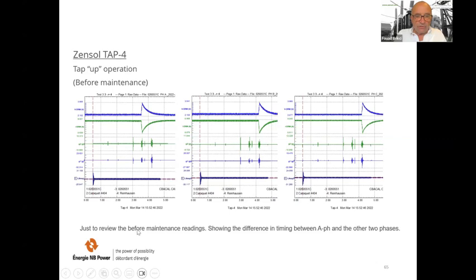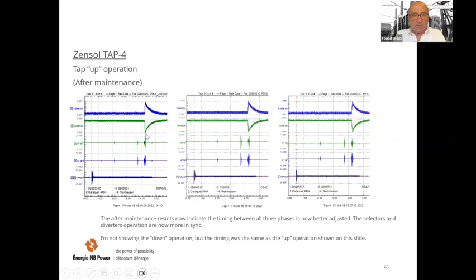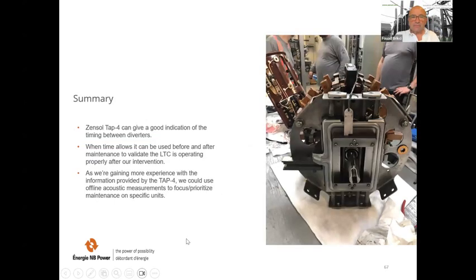So just to review the before maintenance readings, showing the difference in timing between A phase and the other two phases. So it's exactly like that. That was before maintenance. So what we have in the beginning, you see, and now all is adjusted. So the after maintenance results now indicate the timing between all three phases is now better adjusted. The selectors and diverter operations are now more in synchronization, is what we see here. So they are all well adjusted. I'm not showing the down operation, but the timing was the same as the up operation shown on this slide.